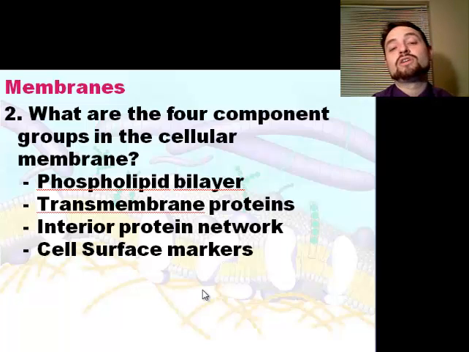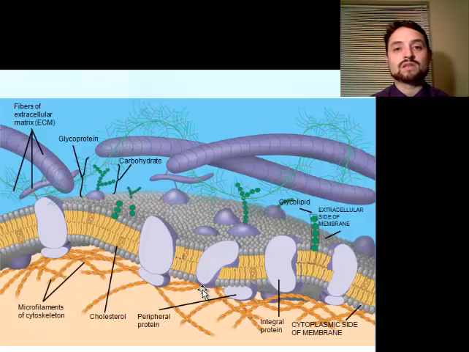And then there are cell surface markers, and these primarily are made up of carbohydrates, and these will determine or mark what cells are what. And we'll look at some examples of that in just a second as well. So here you've got all of those.